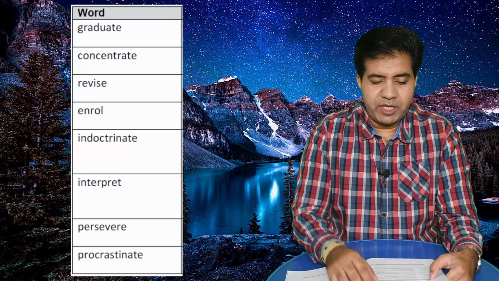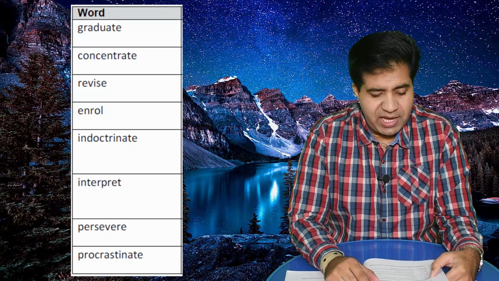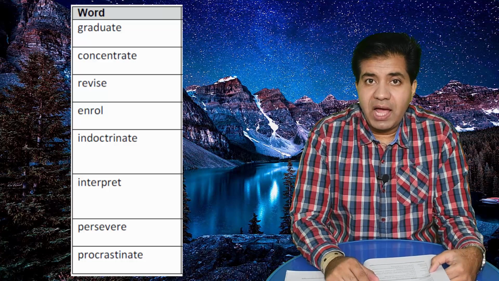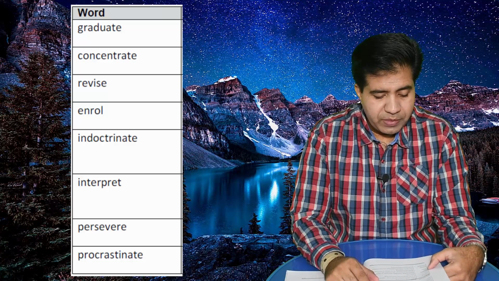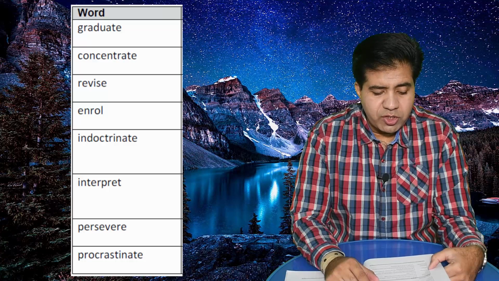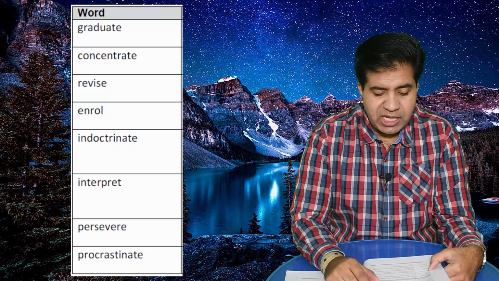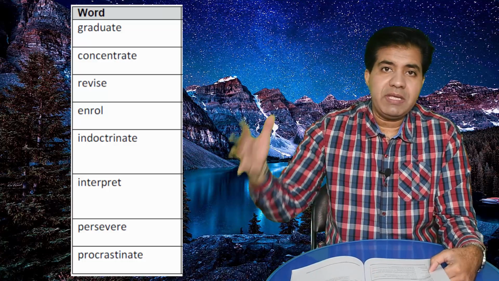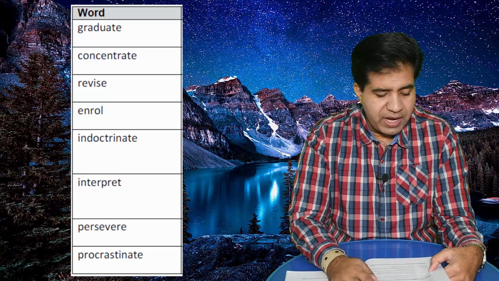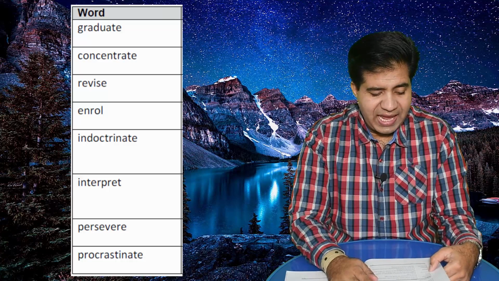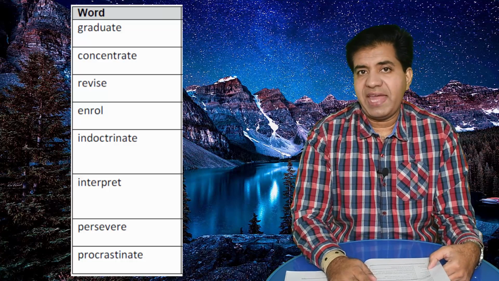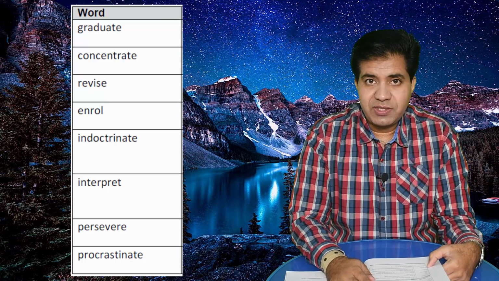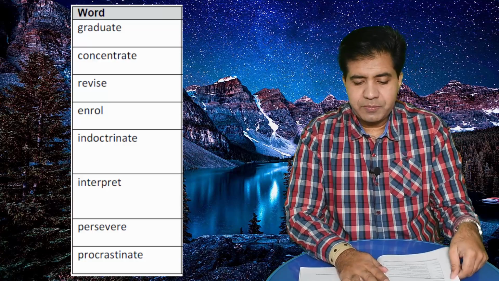Okay, some useful verbs which you can write in your education-based essay: graduate, concentrate, revise, enroll, indoctrinate. Indoctrinate means to teach following a biased belief or point of view. That can be about anything. Interpret, preserve, procrastinate. Right, you can see these words as well.